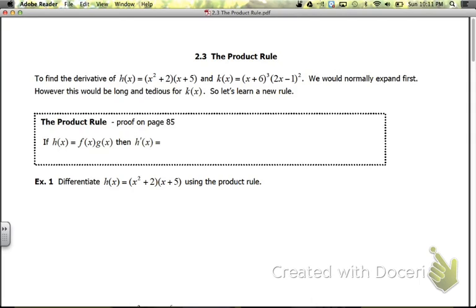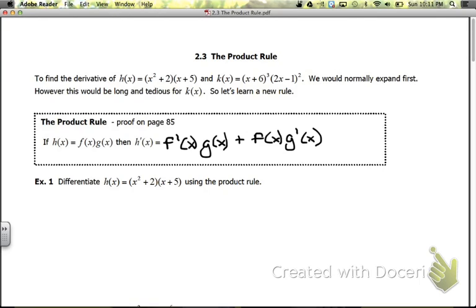So this rule here is called our product rule. If you're interested in looking at our proof, you can find it on page 85 in your textbook. So if h of x is equal to f of x times g of x, then by our product rule, h prime of x is just going to be equal to f prime of x times g of x, plus f of x times g prime of x. So you're going to take the derivative of one, multiply it by the original function, and add the derivative of the other multiplied by the original function.